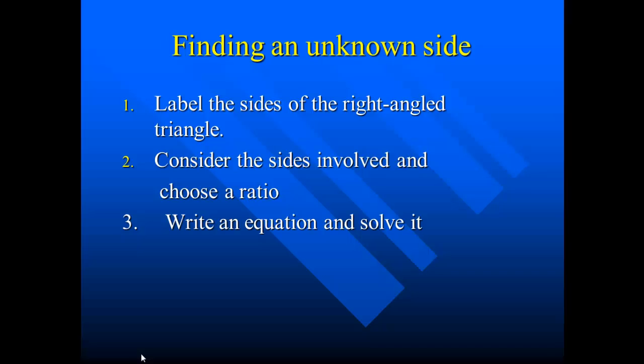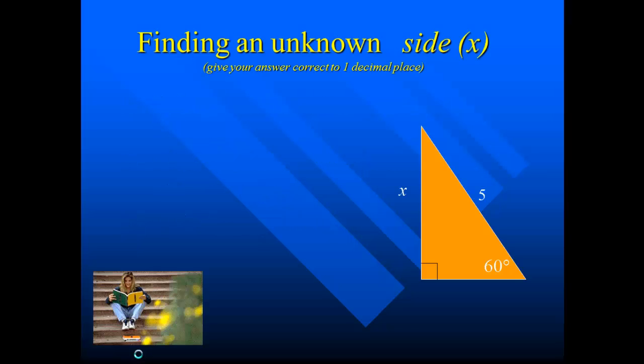Now we're going to talk about finding the unknown side of a right angle triangle. First step, label the sides of the right angle triangle. Consider sides involved and choose the ratio. Then we're going to write an equation and solve it. Can you please pause the video and write these 3 steps down? My first step in any right angle trig question is to see, can I use Pythagoras? I'm unable to use Pythagoras because I do not know the adjacent side in this triangle.